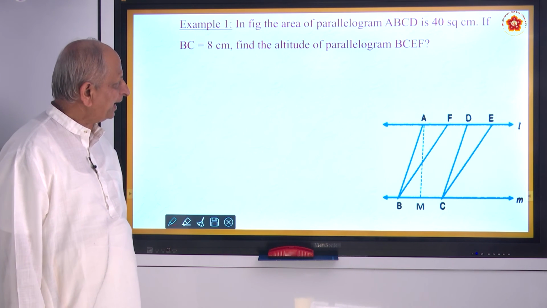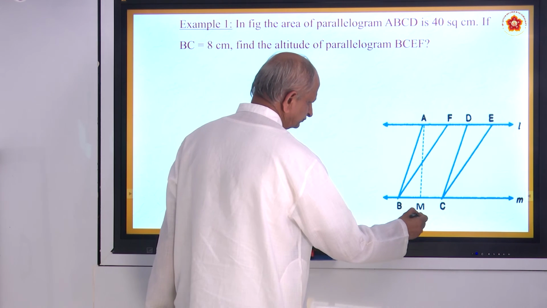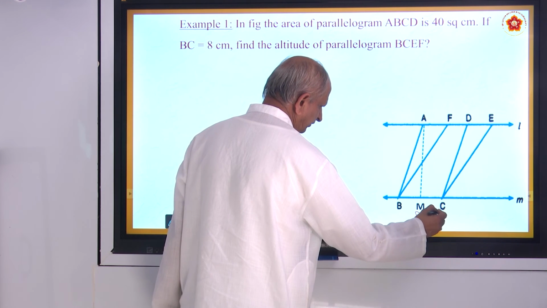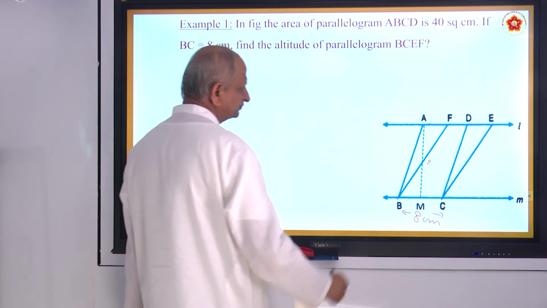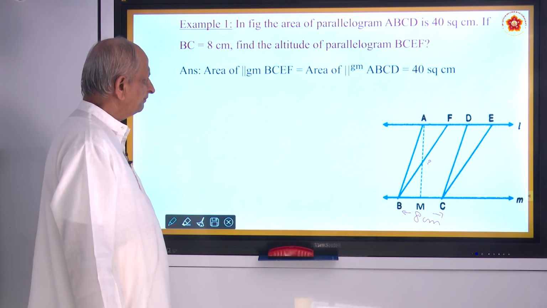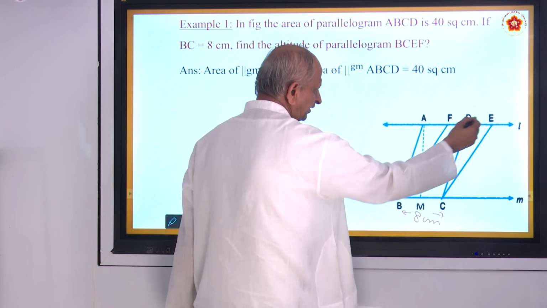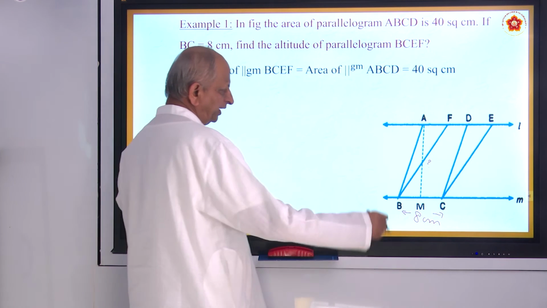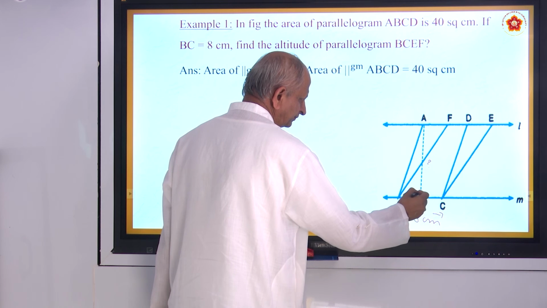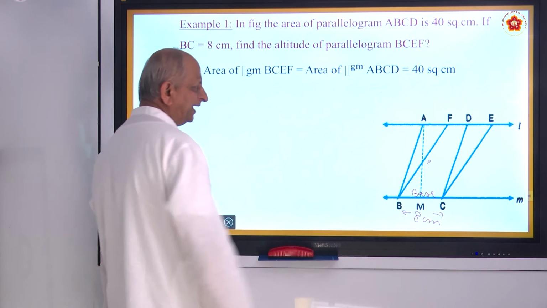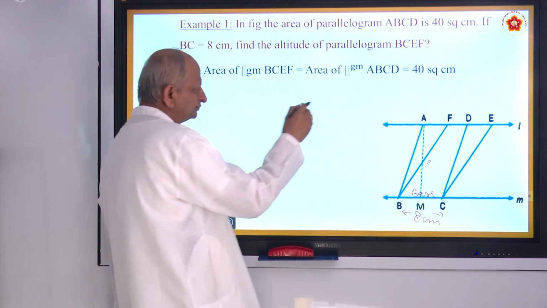In the figure, the area of parallelogram ABCD is 40 and BC is 8, BC is 8 centimeters from here to here. And they are asking, what is the altitude? So, use the theorem. Area of BCEF is equal to area of ABCD. Both of them stand on the same base and between the same parallels L and M. Therefore, areas are equal. That is by theorem.